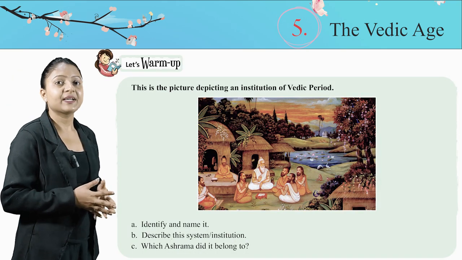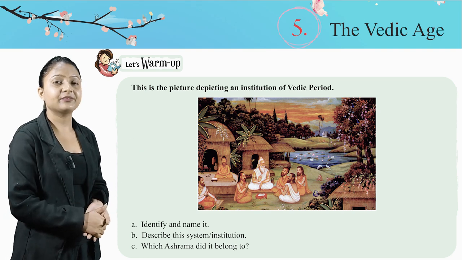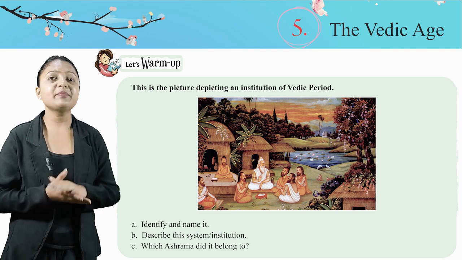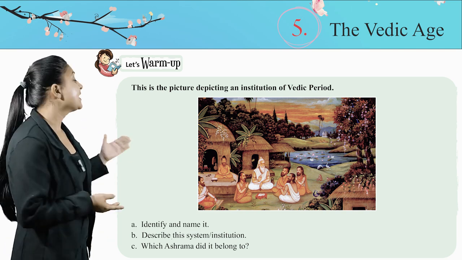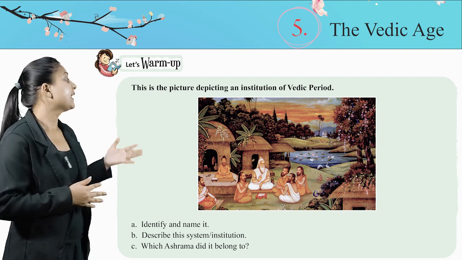Let's warm up. This is the picture depicting an institution of Vedic period. A. Identify and name it. B. Describe the system, institution. C. Which ashram did it belong to?